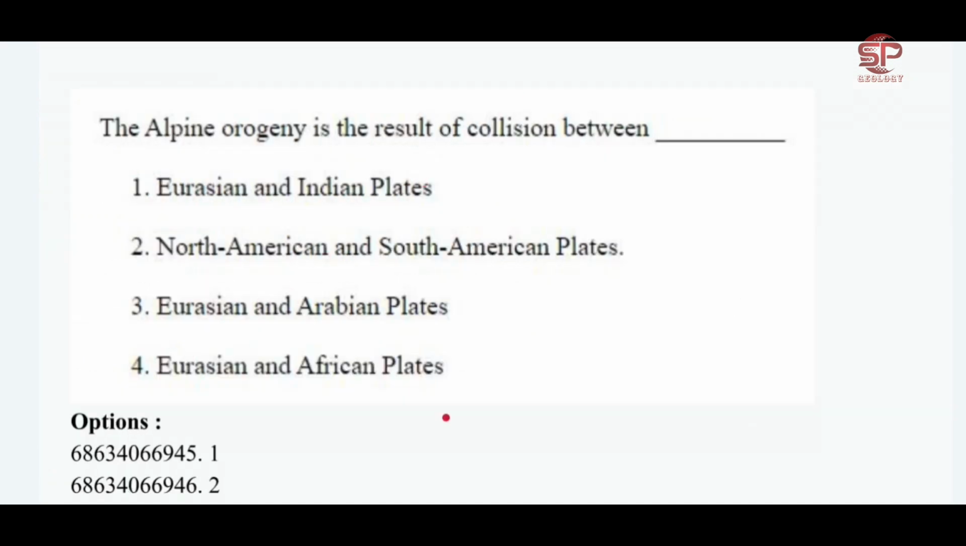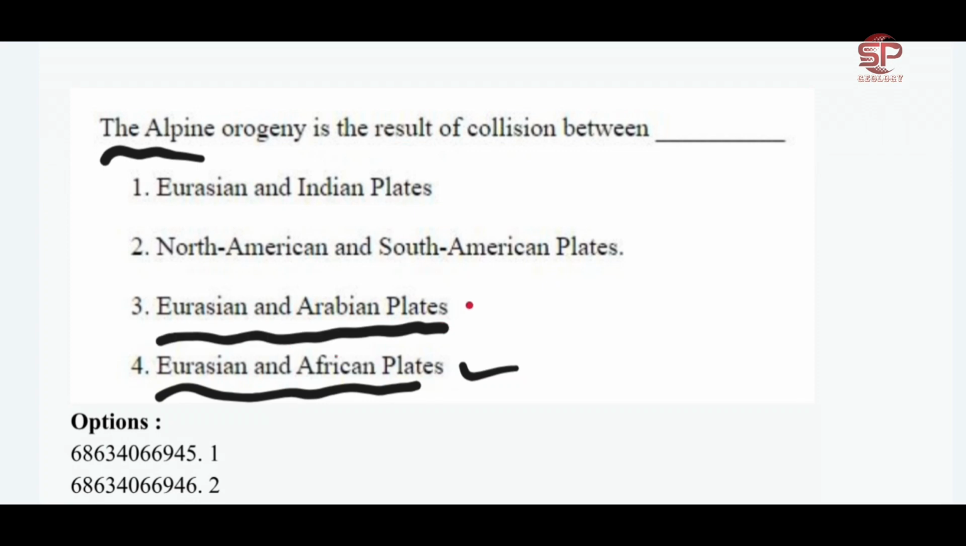Alpine orogeny, Himalayan orogeny, is in between the Eurasian plate and the Indian plate. When the Eurasian plate and Indian plate collide, they produce the Himalayan orogeny. But when the Eurasian plate and African plate collide, they produce the Alpine orogeny. And there is no collision between the North American and South American plates, and Eurasian and Arabian plates. They also diverge from each other. The answer will be Eurasian plate and African plate.